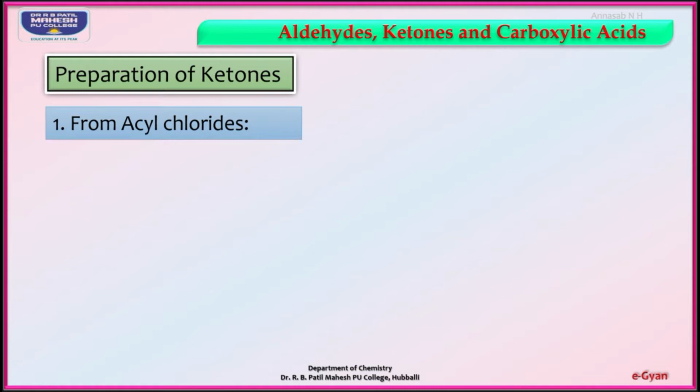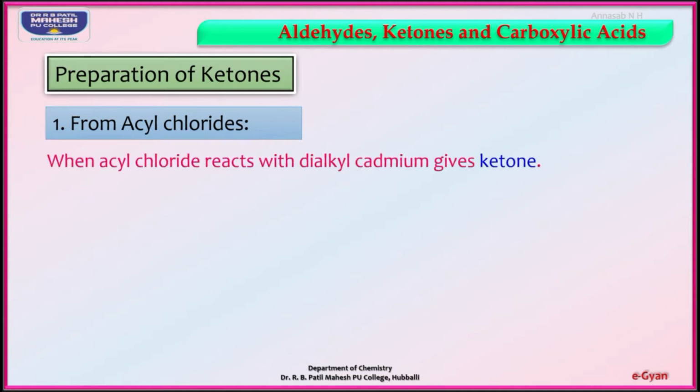From the carboxylic acid, the OH group is replaced by halogen atom. In this case, it is acyl chloride. It means the OH group of carboxylic acid is replaced by chloride ion. When acyl chlorides react with dialkyl cadmium, it gives ketones.